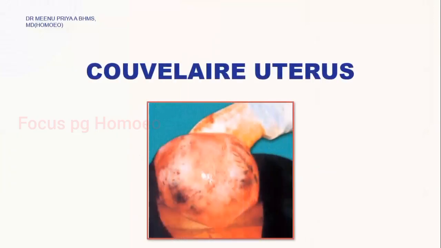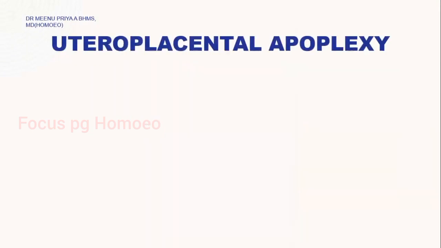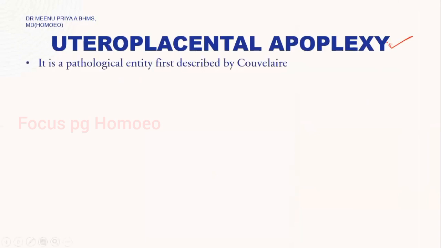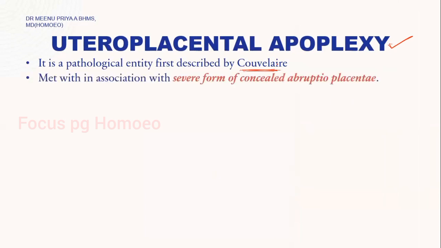Now, what is a Cavalier uterus? There is something called Cavalier uterus, and here you can see the bluish markings. So we will see what the Cavalier uterus is. I've put it in bold because you shouldn't get confused with the other names. Cavalier uterus is also known as uteroplacental apoplexy. It is a pathological entity first described by Cavalier. Cavalier is a person's name, and he described it.